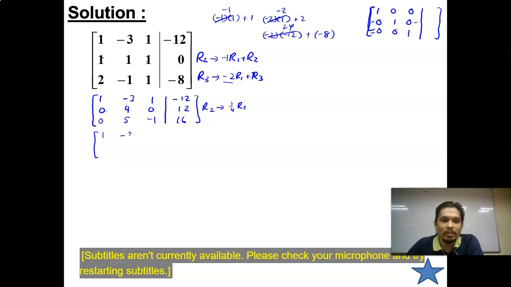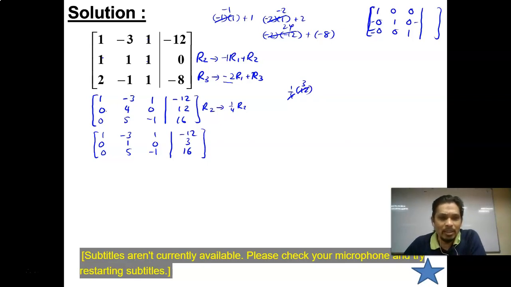So the rows are 1, negative 3, 1, negative 12, and 0, 5, negative 1, 16. Okay, R2 becomes 1 over 4 multiplied by R2. 1 over 4 times 4 equals 1. Times 0 is 0. 12 times 1 over 4 is 3. There you go.